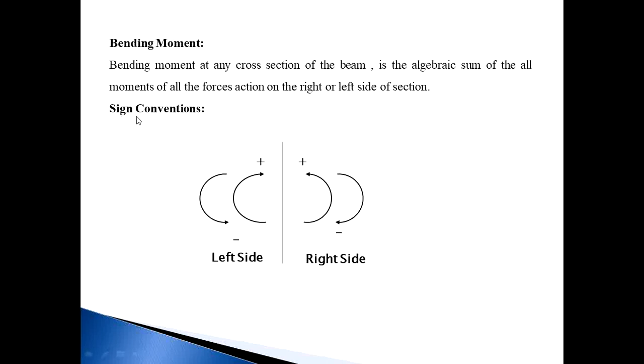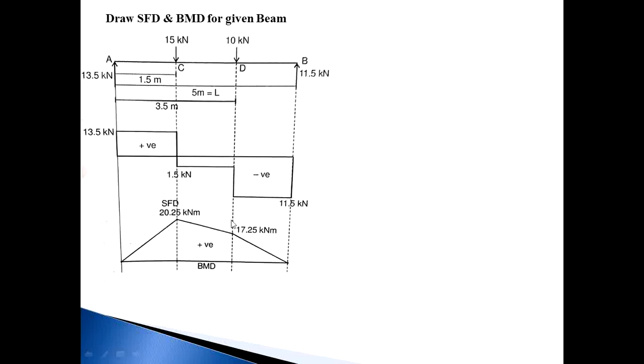So the sign convention for bending moment is, this is the section XX, this is the right side. Anti-clockwise moment is positive for the right side and clockwise moment is negative. And for the left side, clockwise moment is positive and anti-clockwise moment is negative. This is the most important thing, the sign conventions. Once again I repeat, for the right side anti-clockwise is positive and clockwise is negative, and for the left side clockwise is positive and anti-clockwise is negative. Let us see one small numerical.